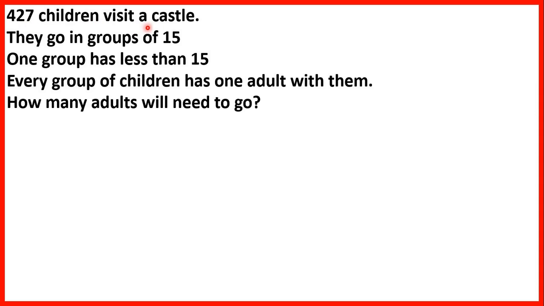427 children visit a castle. They go in groups of 15. One group has less than 15. Every group of children has one adult with them. How many adults will need to go?